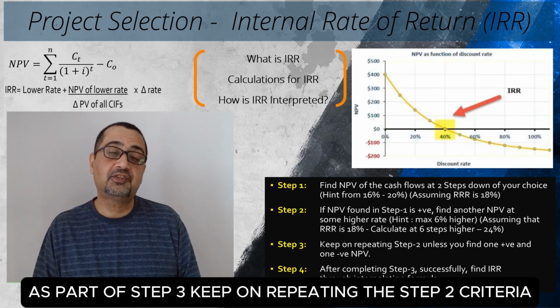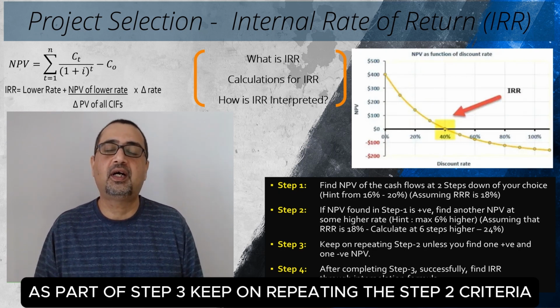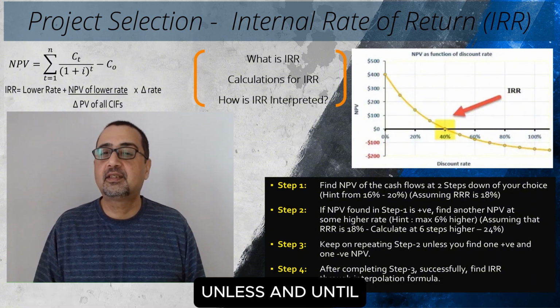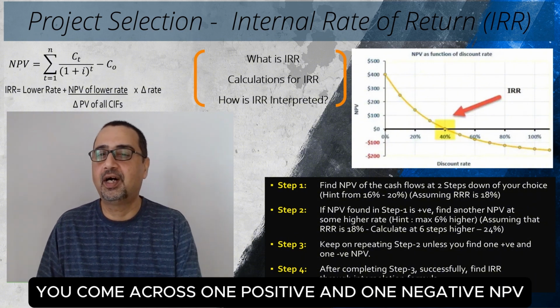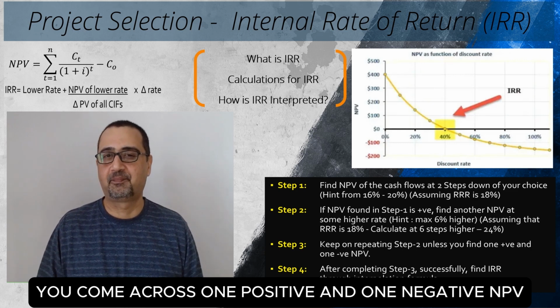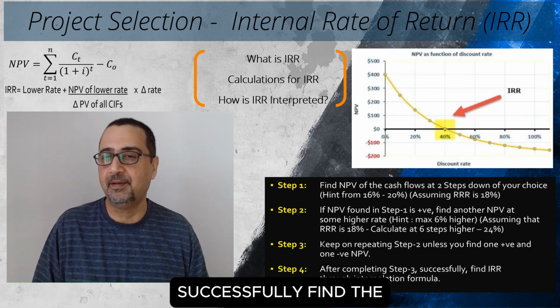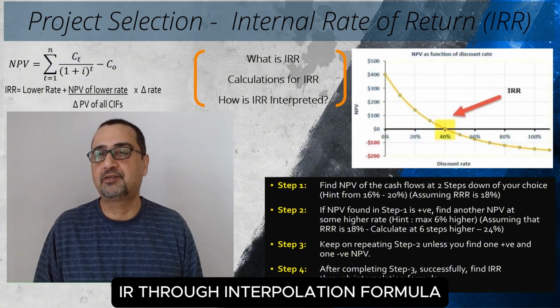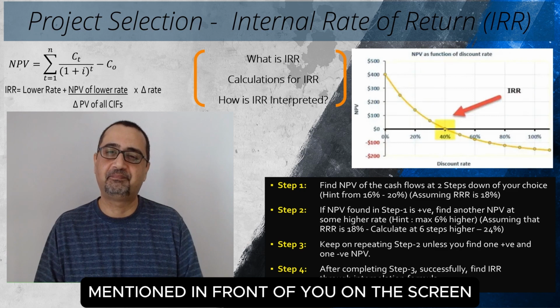As part of step 3, keep on repeating the step 2 criteria until you come across one positive and one negative NPV. Step 4. After completing step 3 successfully, find the IRR through the interpolation formula mentioned in front of you on the screen.